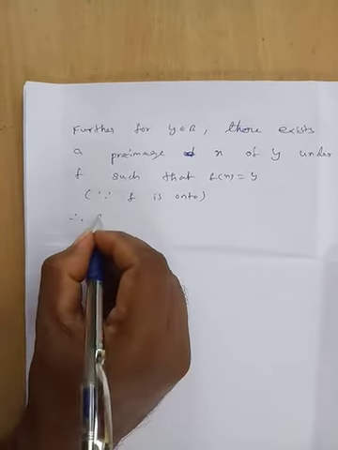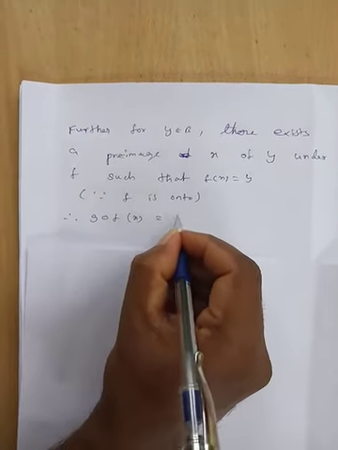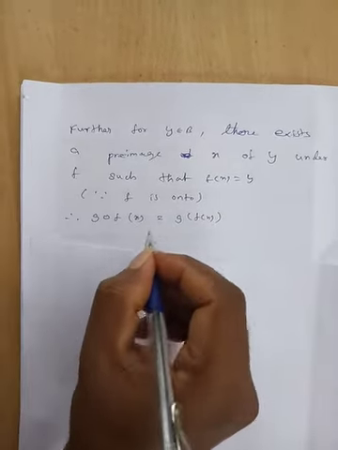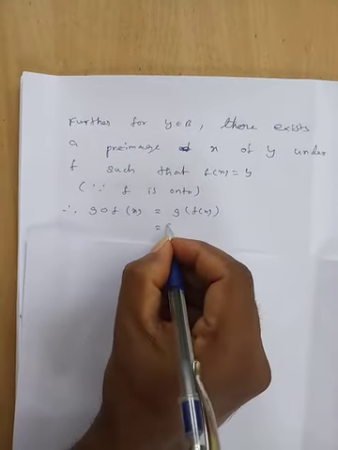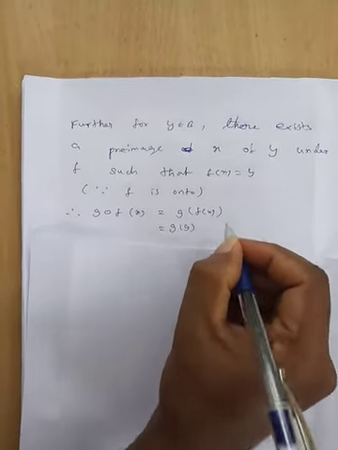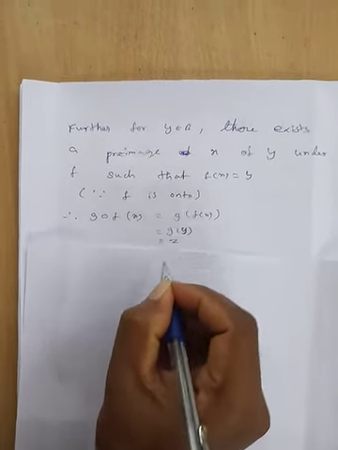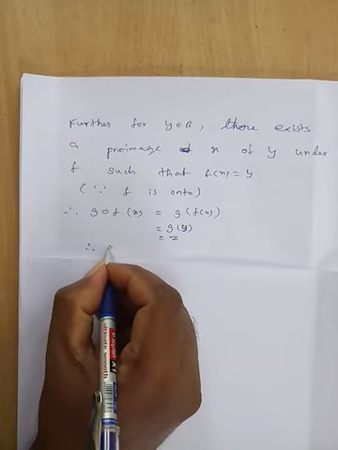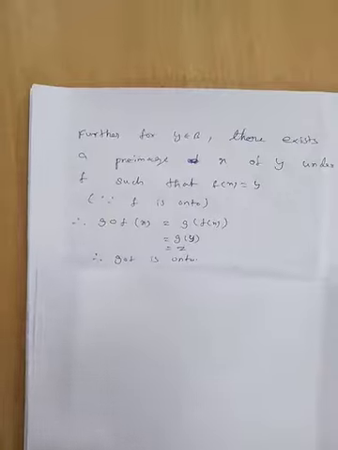Therefore, g composition f of x equals g of f of x. Here f of x is equal to y, so this is equal to g of y, and g of y equals z. Therefore, g composition f is onto.